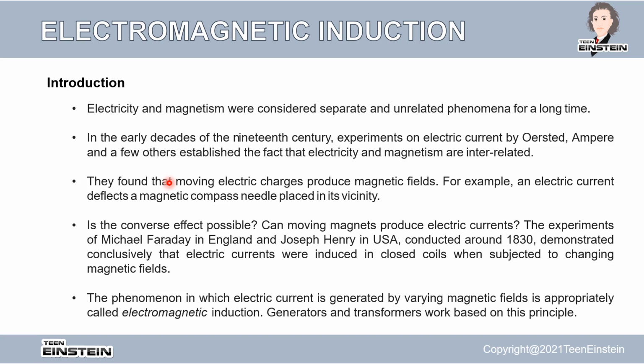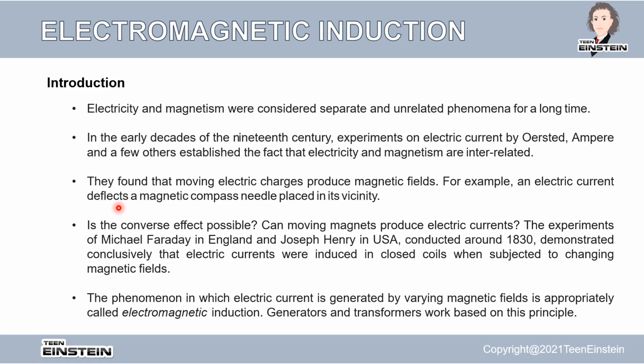So far, we were thinking that electricity and magnetism were separate phenomena. We have known electricity for so many years and magnetism separately for so many years. Then in the early decades of the 19th century, experiments on electric current by Oersted, Ampere, and a few others established the fact that electricity and magnetism are actually interrelated. They found that moving electric charges produce magnetic fields. For example, an electric current deflects a magnetic compass needle placed in its vicinity. We discussed this in detail in the last lecture.